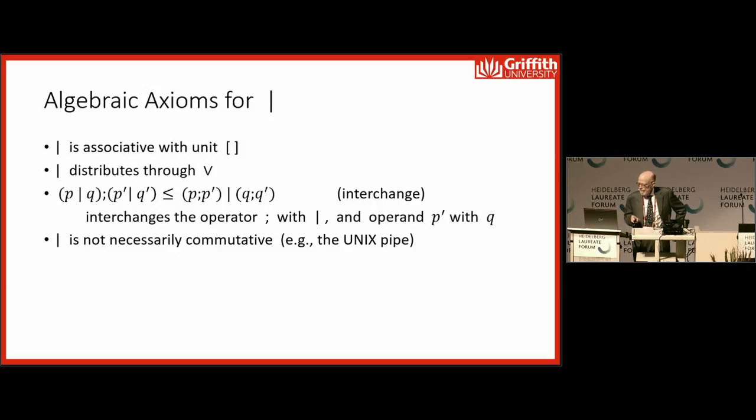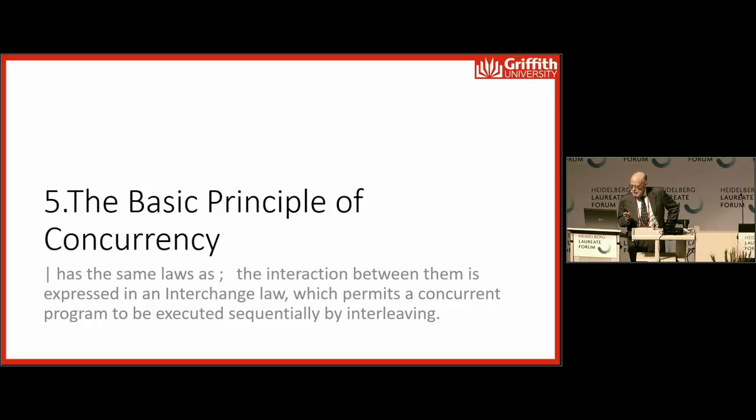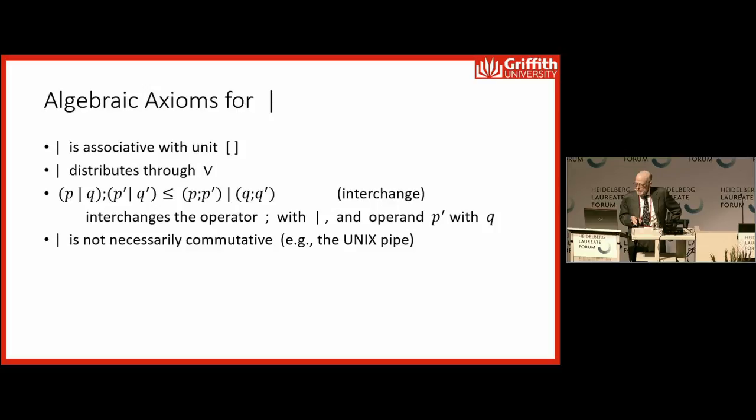What have I done? First of all, I've got to introduce concurrency. It really has the same laws. It's obviously associative and has a unit, and it distributes through or. The new axiom that I need is called the interchange law in category theory and in my theory now. And it looks a little bit complicated. I think it's called the interchange law because it interchanges the symbols which appear in the formula, the semicolon and the parallel bars.